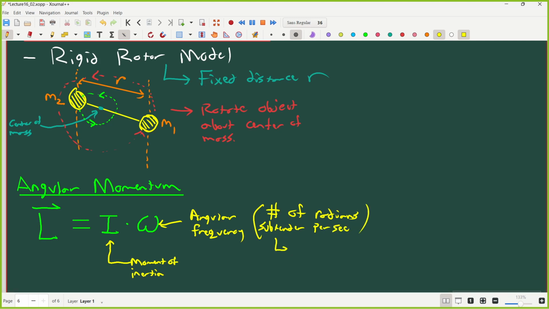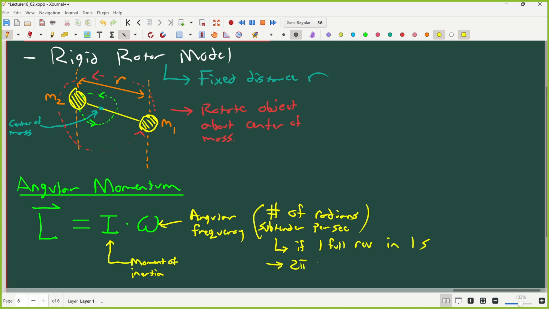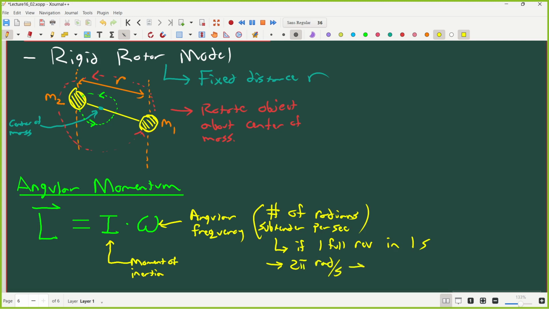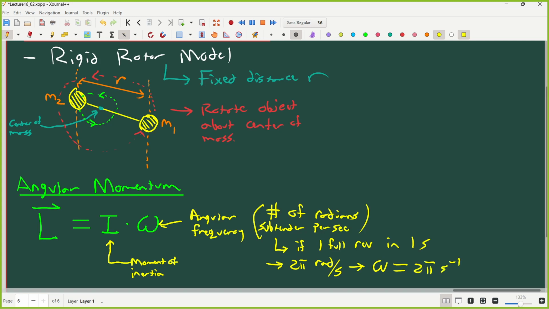Right? So that would mean that if 1 full revolution takes 1 second, that means 2 pi radians a second, which means that omega is 2 pi per second. And what is the moment of inertia? Well, the moment of inertia tells you something about how the mass is distributed in your rotating object. Okay, so it's a number, and it has to do with the masses and the distance separating the masses. And in fact, for a two-body system, we can write it down exactly.